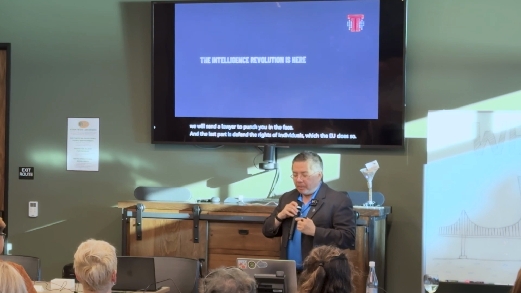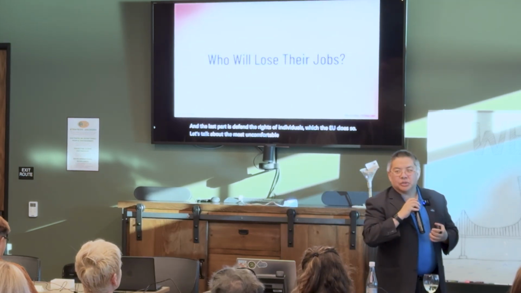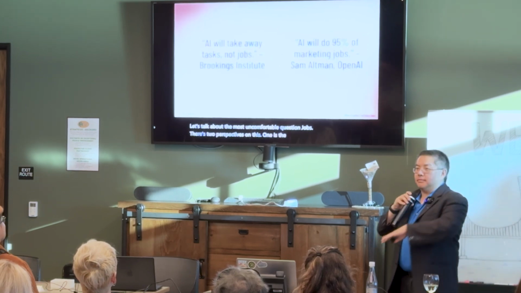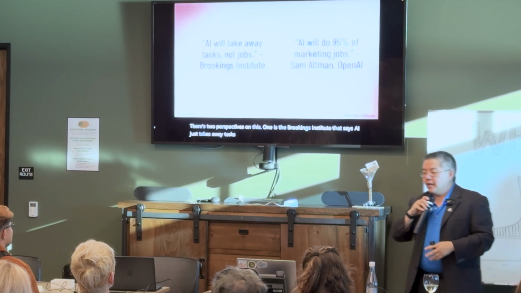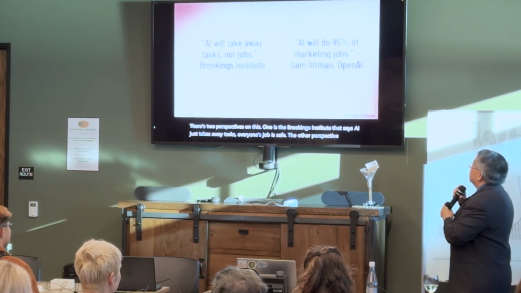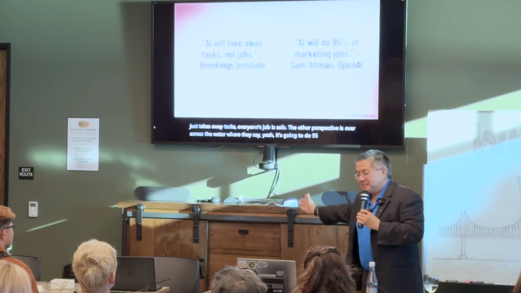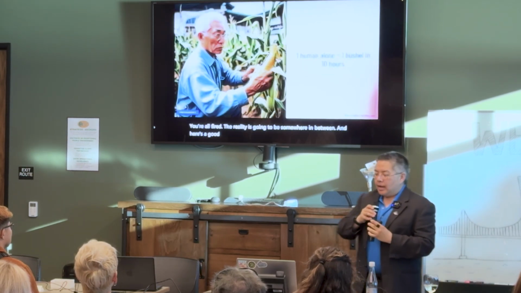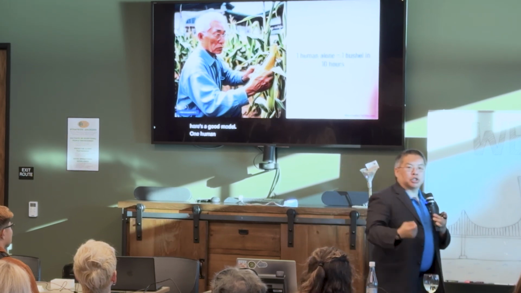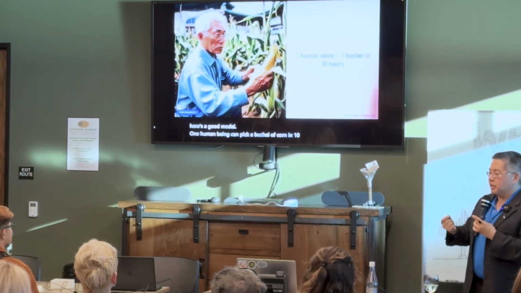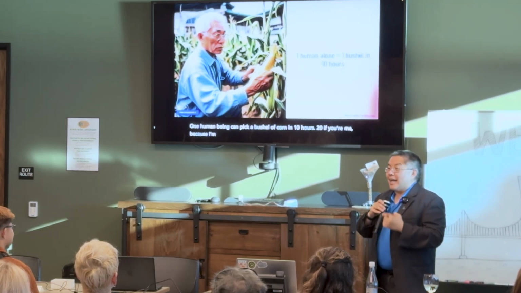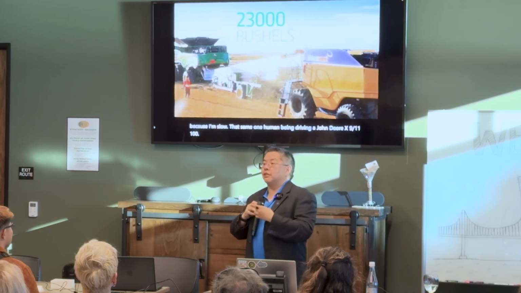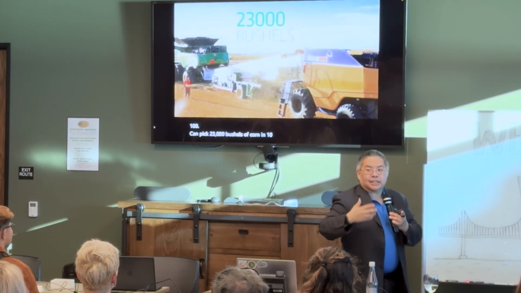So let's talk about the most uncomfortable question, jobs. There are 2 perspectives on this. One is the Brookings Institute, which says AI just takes away tasks, everyone's job is safe. The other perspective is over across the water, where they say AI is going to do 95% of jobs, you're all fired. The reality is going to be somewhere in between. And here's a good model. One human being can pick a bushel of corn in 10 hours, 20 if you're me, because I'm slow. That same one human being driving a John Deere X9 1100 can pick 23,000 bushels of corn in 10 hours. That's how AI will work.